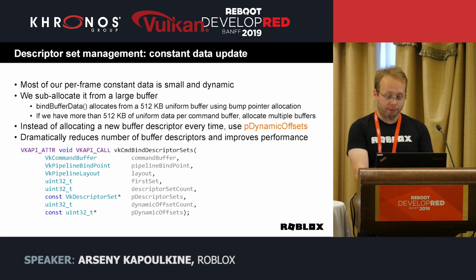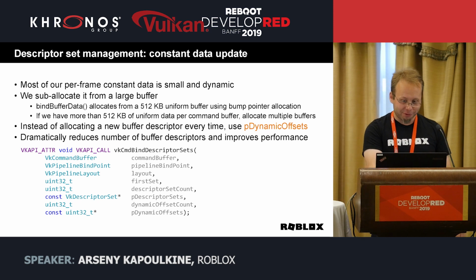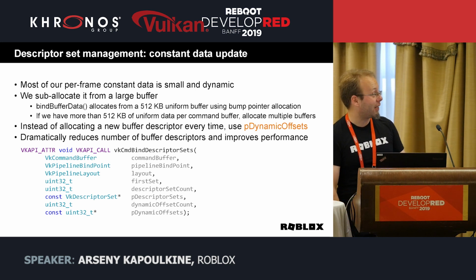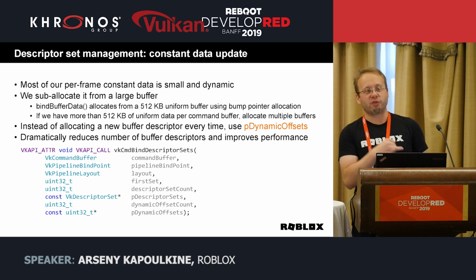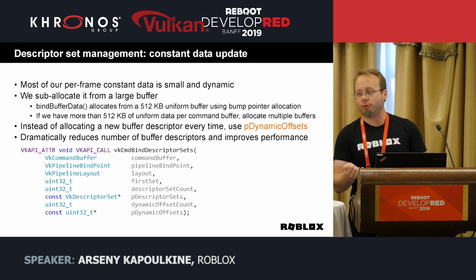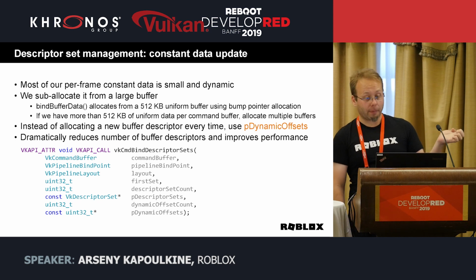So Vulkan provides this really fantastic API, where you see the last two parameters of vkCmdBindDescriptorSets are the dynamic offsets, which specify the offsets in the buffer that the GPU should read from. So we use this extensively. This is the biggest thing that we did that cut the bind count very substantially.